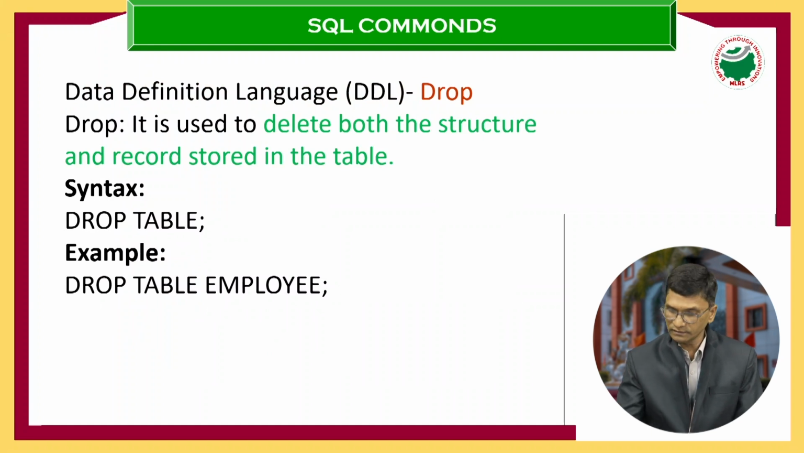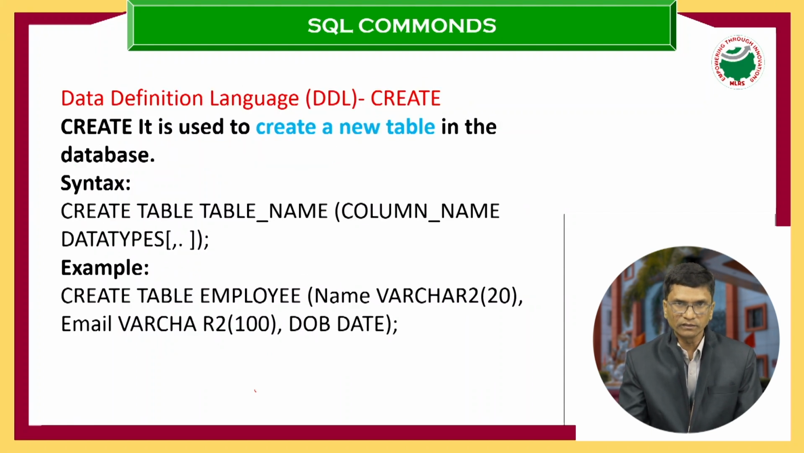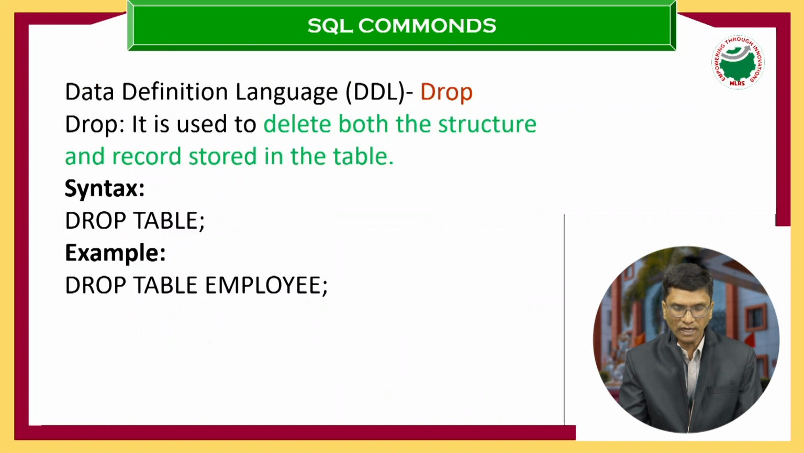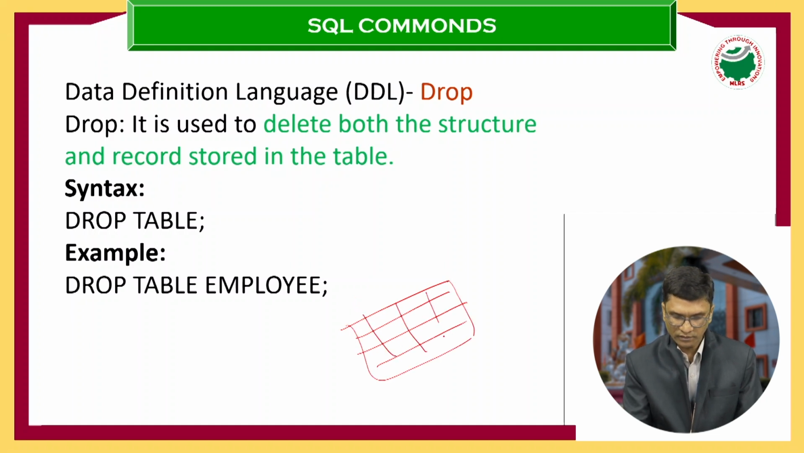So next one is drop. The first one was create a table. Here we are using another one, that is drop table. So how to drop a table in a database? Drop is used to delete both the structure and the records stored in the table. Suppose we are having a table in the database, the employee table. The name of the table is employee.